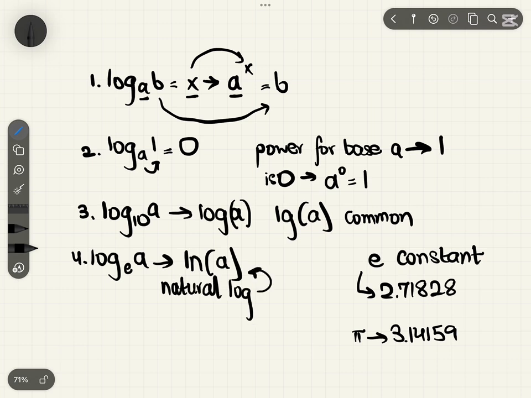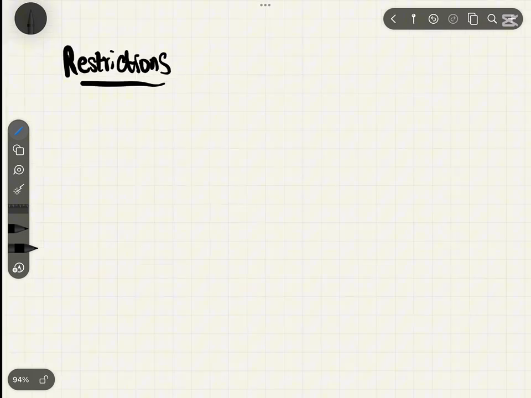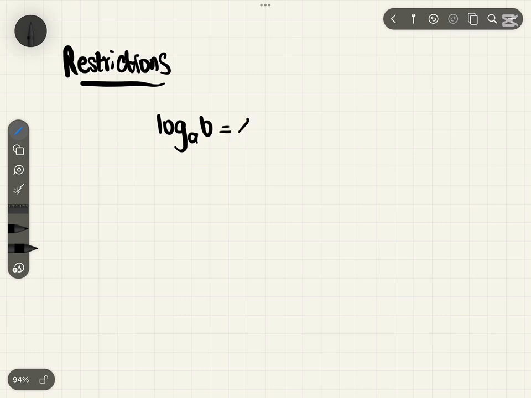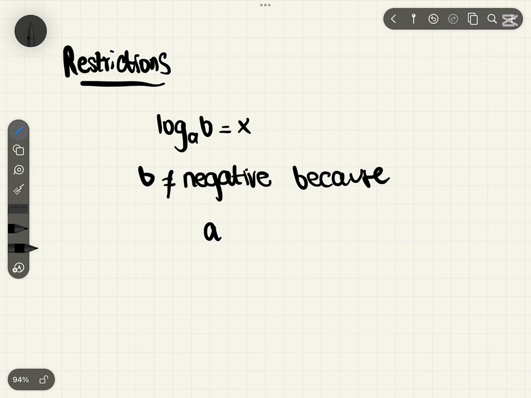Now let's talk about certain restrictions that come along with logs, meaning what values we can use in logs and what we can't. If we take log base a of b equal to x, b cannot be a negative number. Because think about it, we could not put a positive number to any power that would make it negative. Even if we put a positive number like 2 to a negative power, for example minus 2, it still becomes 1 upon 4. A to the power of anything from minus infinity to infinity does not equal a negative number if a is positive.